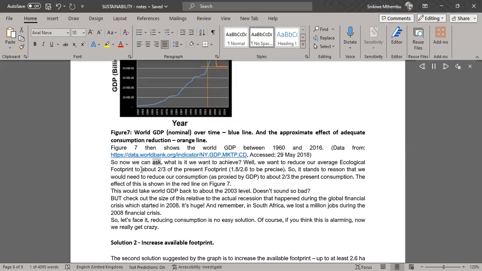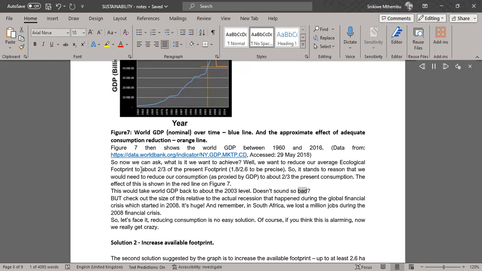So now we can ask, what is it we want to achieve? Well, we want to reduce our average ecological footprint to about 2/3 of the present footprint, 1.8/2.6 to be precise. So, it stands to reason that we would need to reduce our consumption, as proxied by GDP, to about 2/3 the present consumption. The effect of this is shown in the red line on figure 7. This would take world GDP back to about the 2003 level.